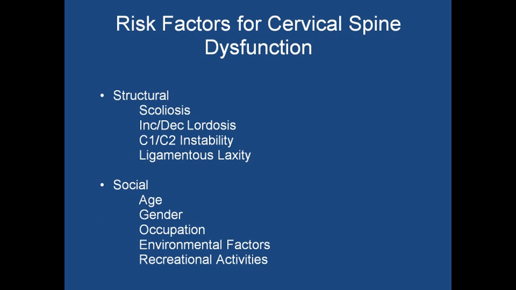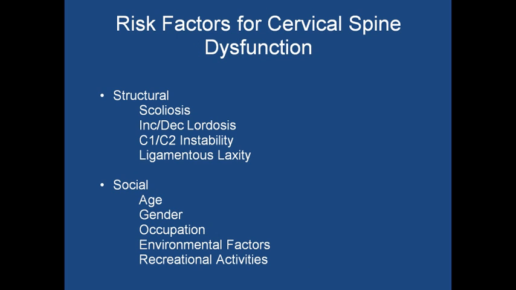Risk factors for dysfunction. So there's both structural and social. Structurally, scoliosis, which is a curvature of the spine, which generally shows up in people as adolescents. If it's severe enough, they can actually be braced in order to prevent any further curvature of the spine and keep it at bay. If scoliosis is very severe, we have patients who actually have to undergo surgery and have their spine straightened out and have hardware such as rods or screws put in.